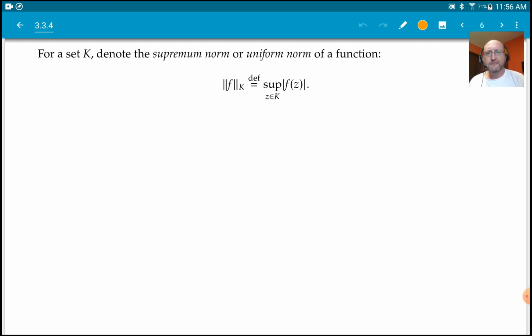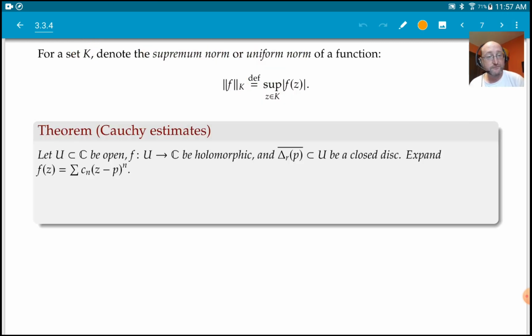So first, just a notation to make things simpler. So when we say supremum norm, or sometimes the uniform norm of a function over a set K, and usually the set K is compact, that's why we're saying K. So you write it like this: the norm, with subscript K, of f, and we just define it to be the supremum of the modulus of f over this set K, right? So that's just the definition. That's to make things simpler, right?